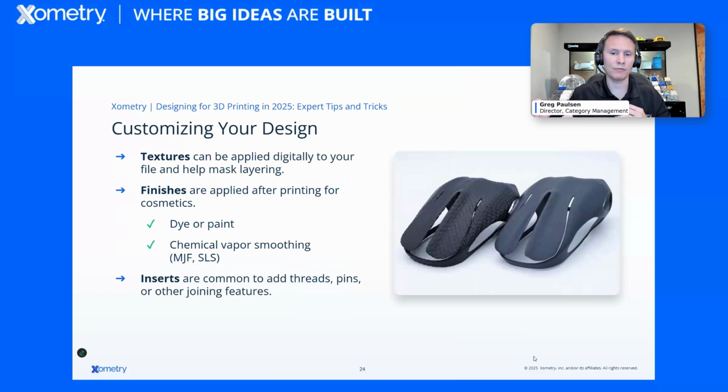So everything I've been talking about so far is: will my print bake, and will it survive post processing? You can do what you can do better, like in file preparation, you can add textures to your print. But then secondary things, I could do finishes like adding cosmetics like dye or chemical vapor smoothing. So what is a texture?